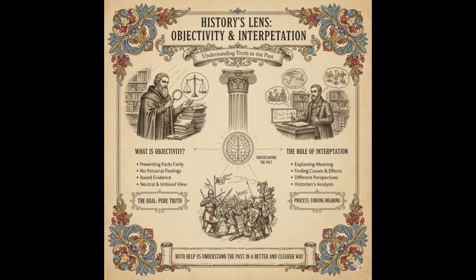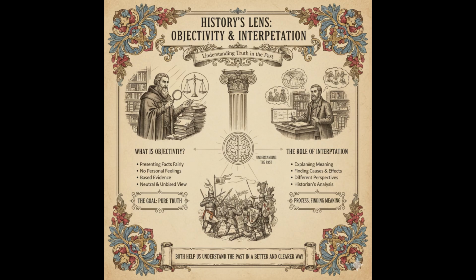What is objectivity? What role does interpretation play in history writing? History is the study of the past. It tells us about people, places, and events that happened long ago. Historians are the people who study and write history. When they write, they must be careful to present the truth.